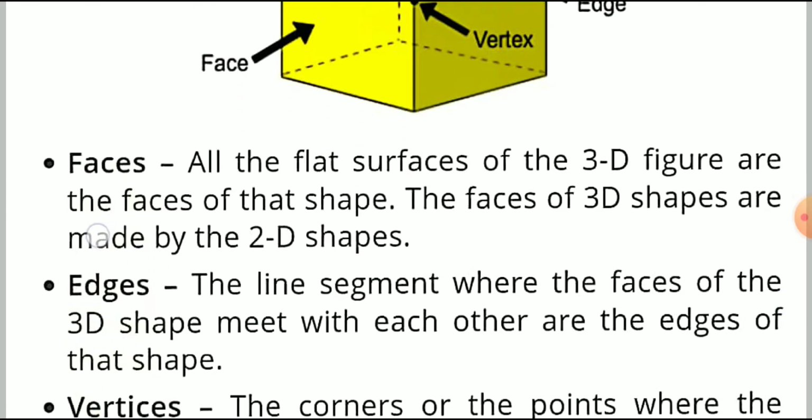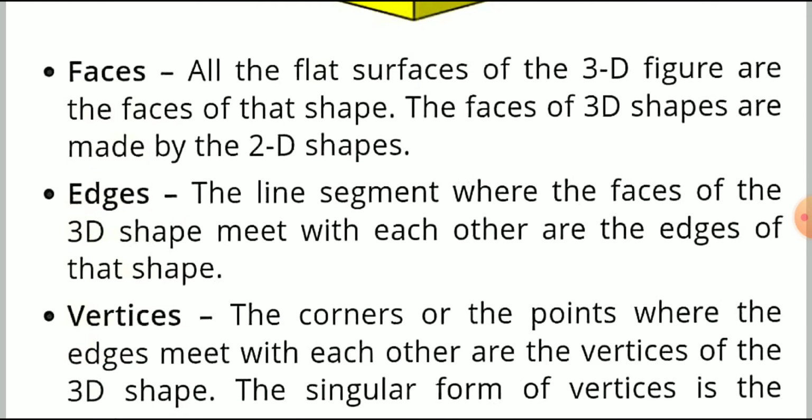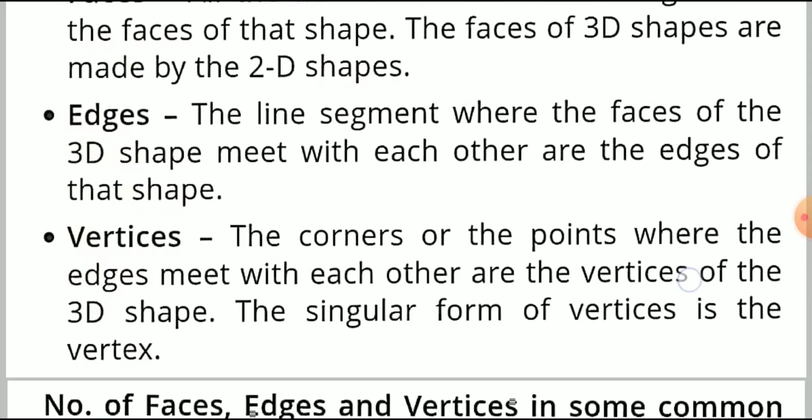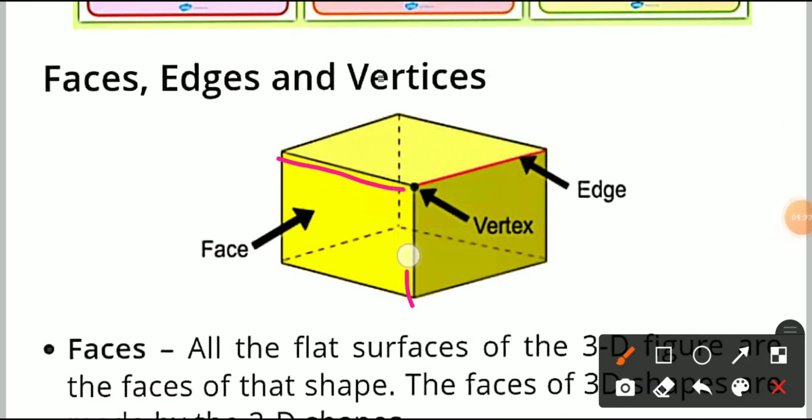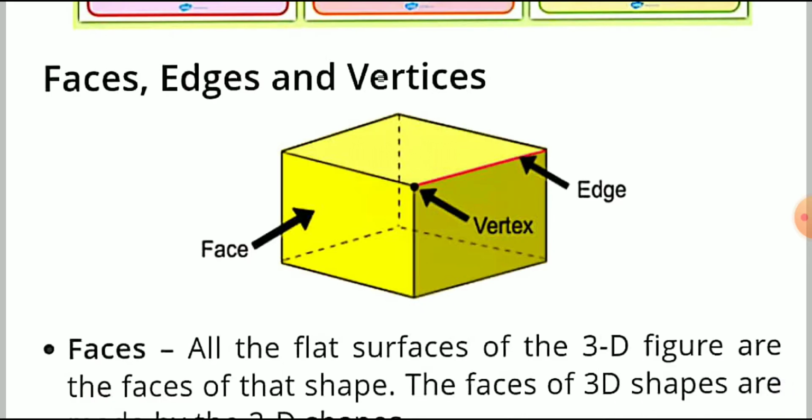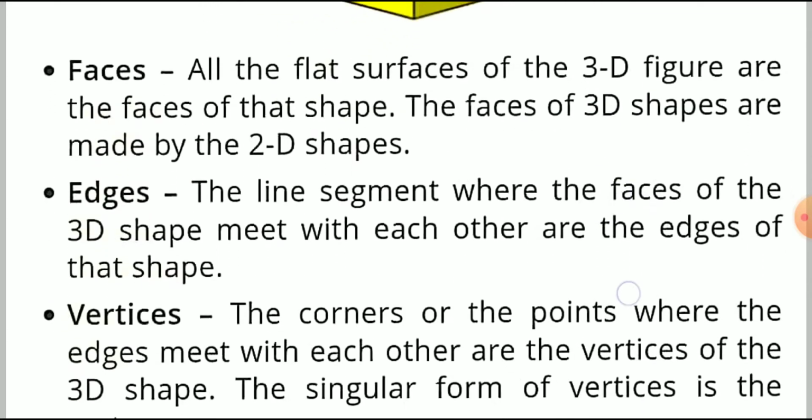Okay, now vertices. The corners, the points where the edges meet each other, are the vertices of the 3D shape. The singular form of vertices is vertex. Now see what they are telling: the common meeting point of three edges. Do you see? First line, second line and this is the third line, and this is the common point. This common point is known as a vertex, and the plural is vertices.